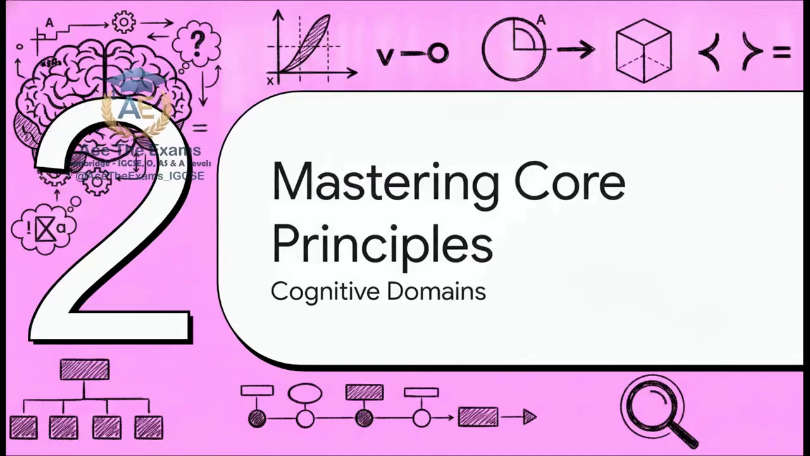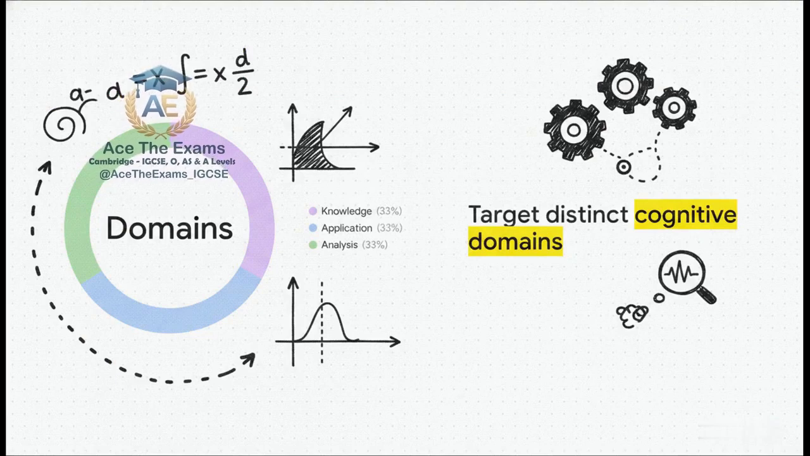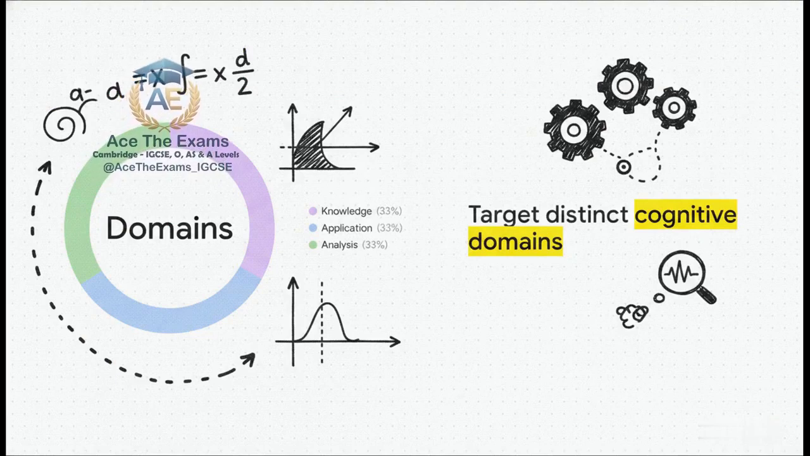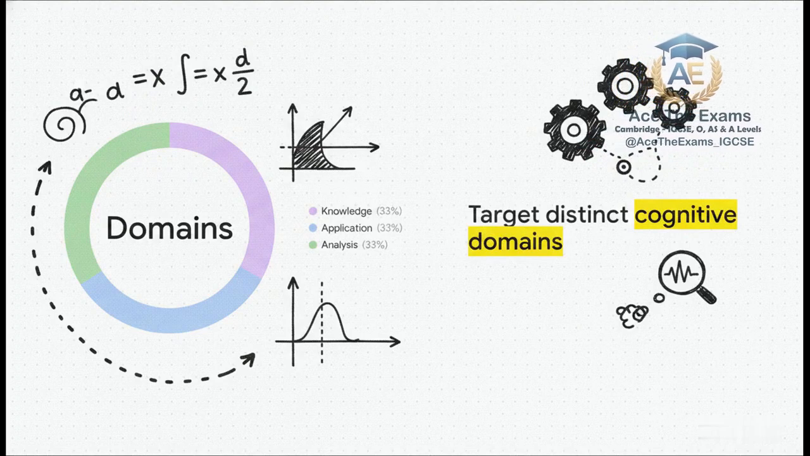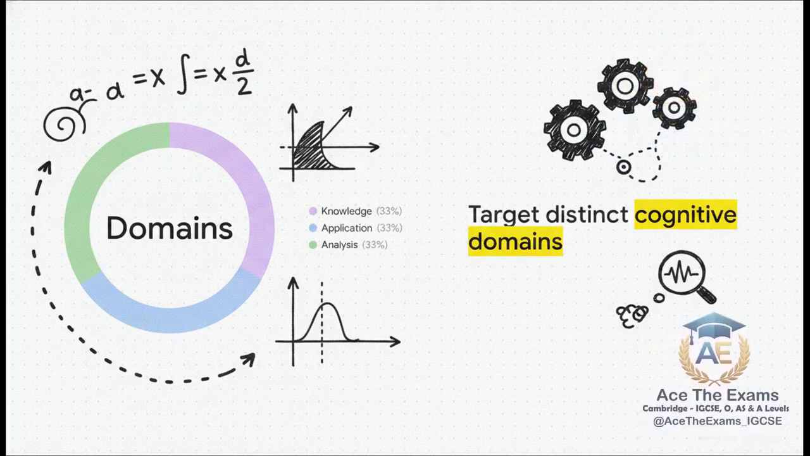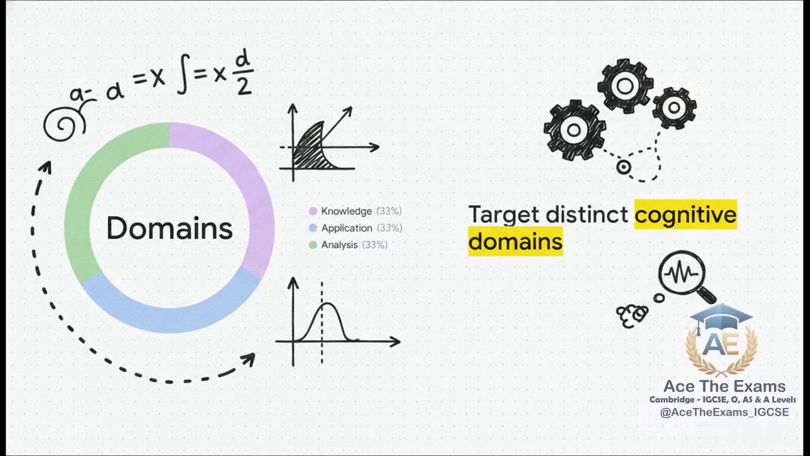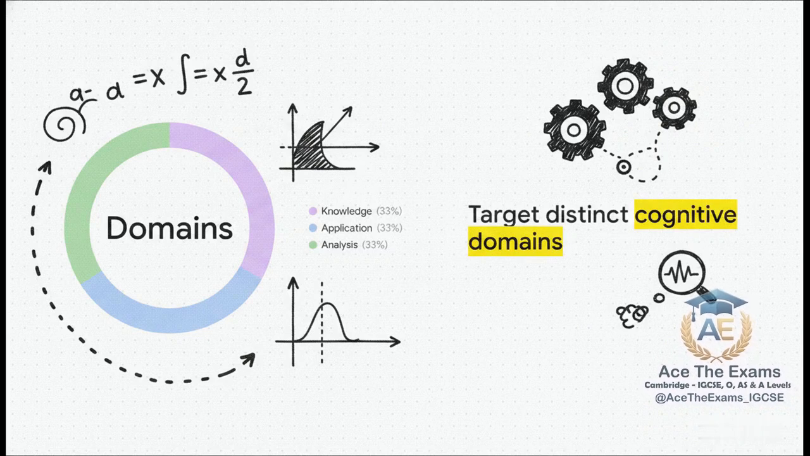Section 2. Mastering core principles. To achieve that analytical depth and effectively use the PEEL framework, we need to completely break down the Cambridge command words. The syllabus targets 3 distinct cognitive domains represented here: knowledge and understanding, application, and analysis. When a question says state or write down, that's purely knowledge. But when it says show that or calculate or derive, we are moving into application and analysis.